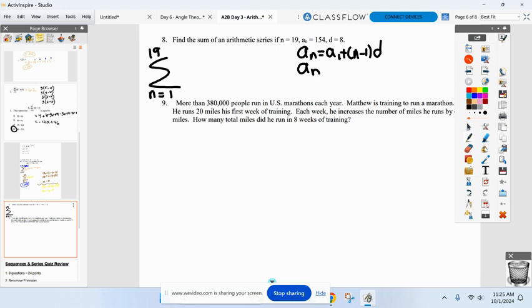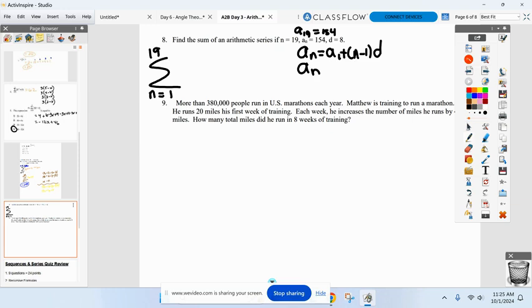But we already know n, right? What's the n value here? No, the n value. 19. So really we know a19 equals 154. So we know the 19th term is 154, right? And what's the d value, tell me? 8. What's that mean? Subtract 8 19 times to get to the first term? Yeah. Keep going backwards. We could do that, right?